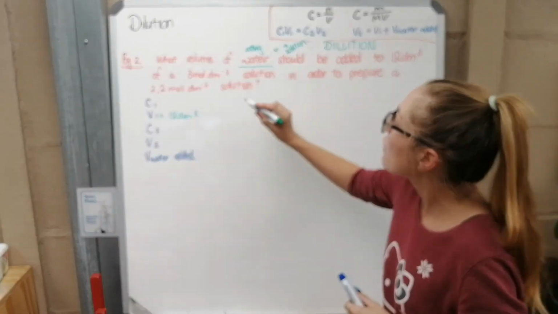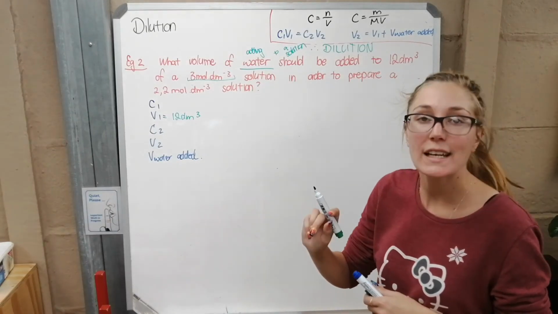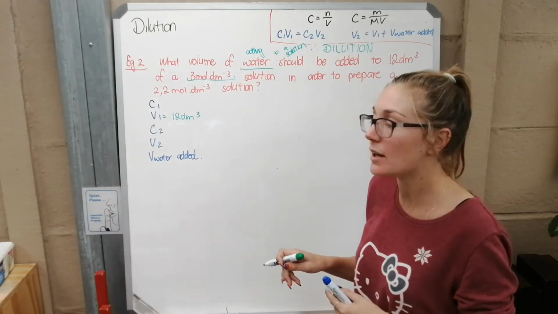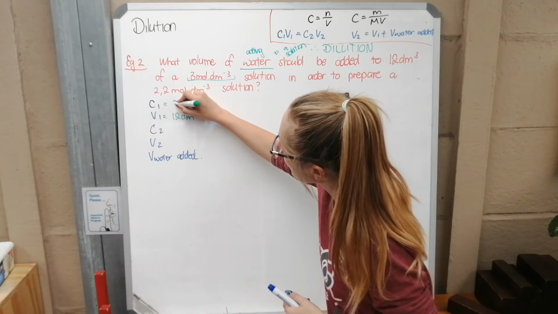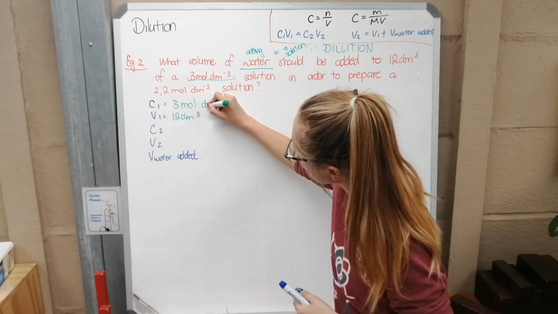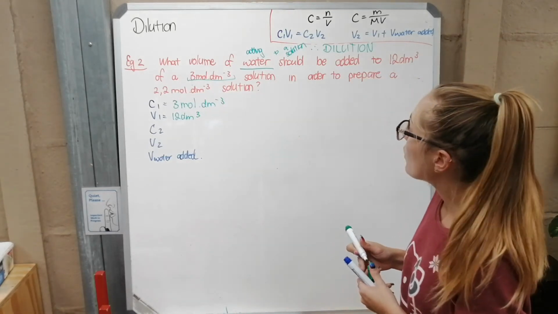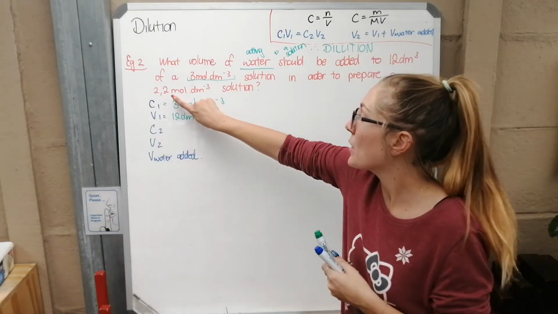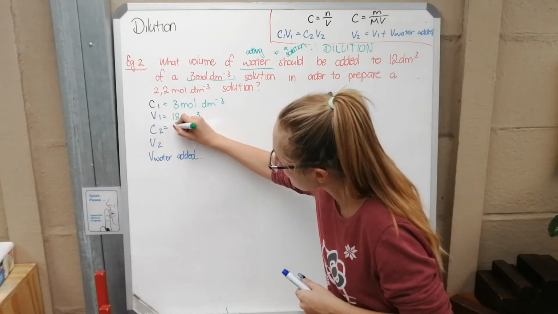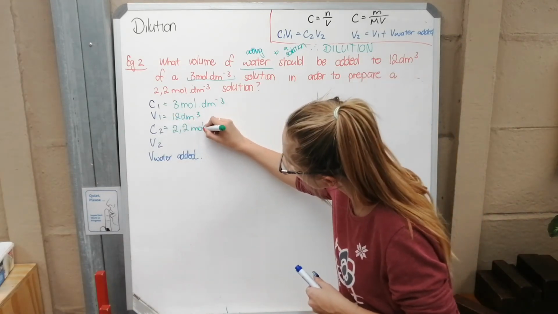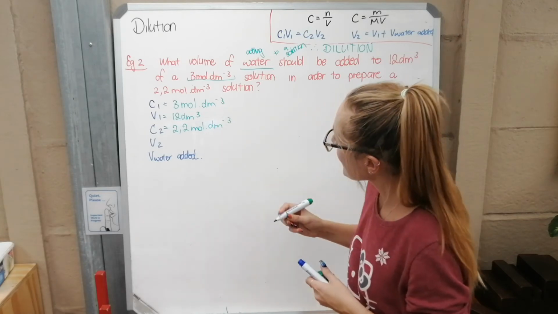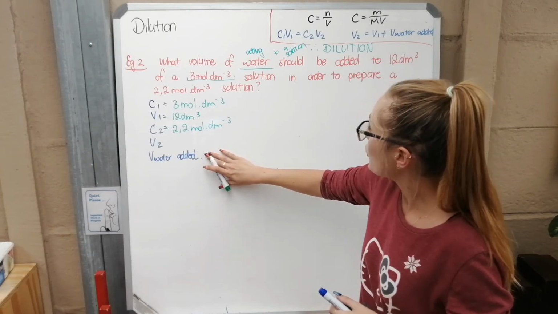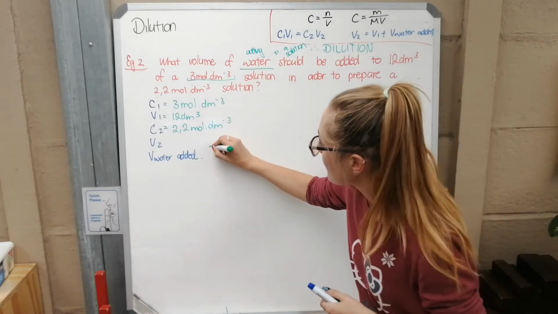Of a 3 moles per dm cubed solution. Again, it hasn't told us what that is, but we can ascertain that from the units. The units are moles per dm cubed, which is concentration. So the initial concentration is 3 moles per dm cubed. In order to prepare a 2,2 moles per dm cubed solution. So at the end of all of this, I want that concentration. So my final concentration is 2,2. And I don't know the final volume, and I don't know the volume of water added. That's actually what we're asking for.